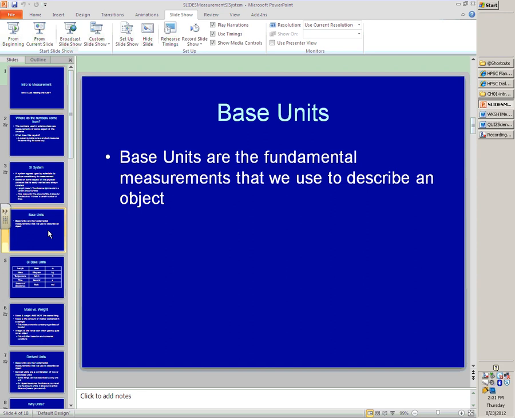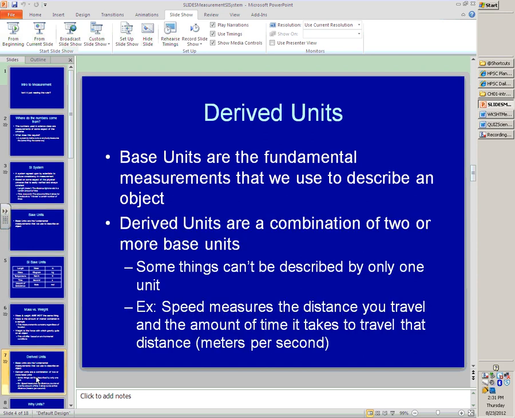We talked about base units, and we said there's certain things we can describe with basically one measurement. Those are our base units. But then there's some things that we can't describe just with one measurement. We call those derived units, where we have to basically measure two things to describe what we see out there in nature or whatever it is we're trying to measure.